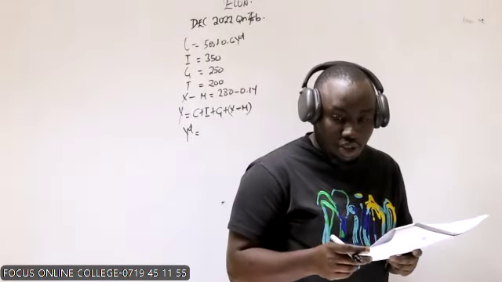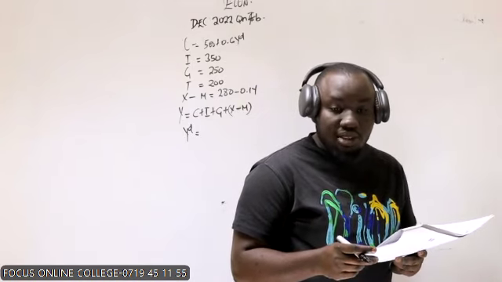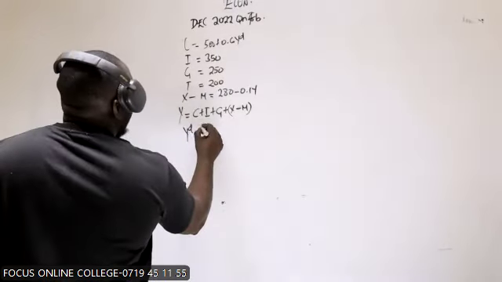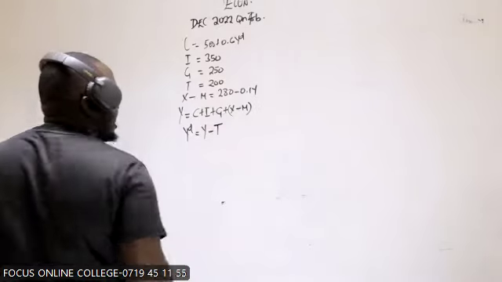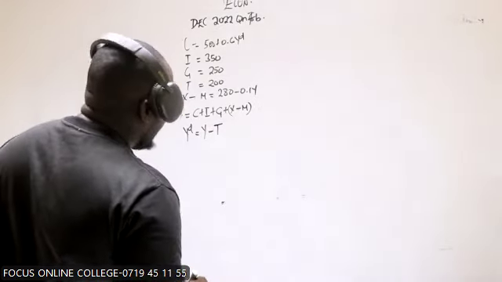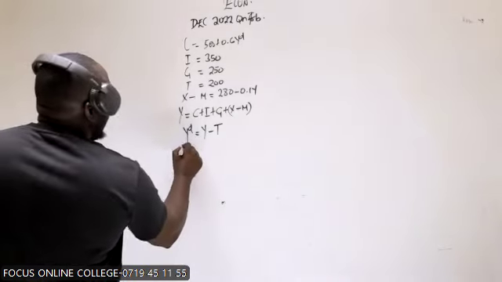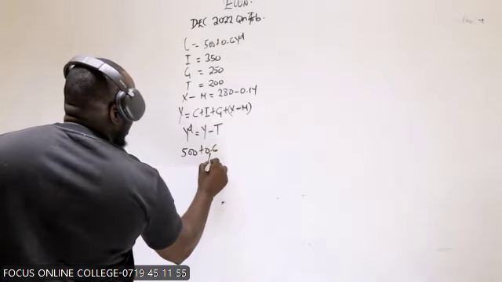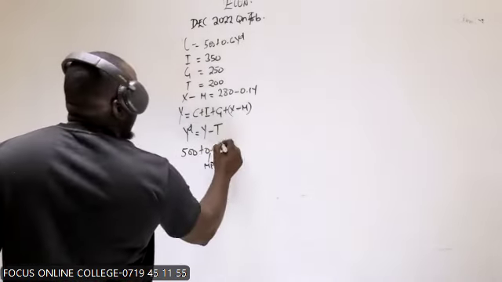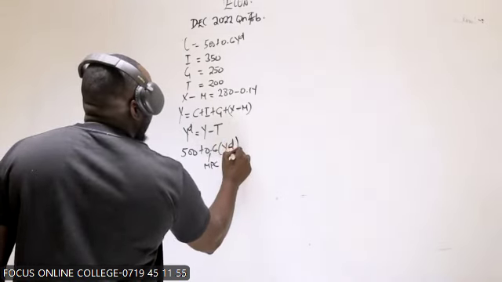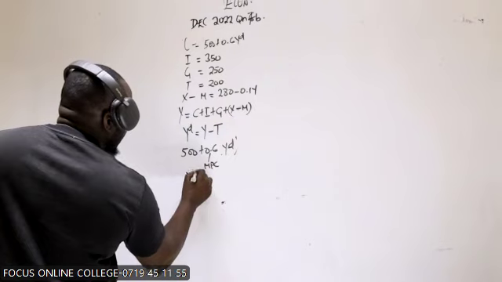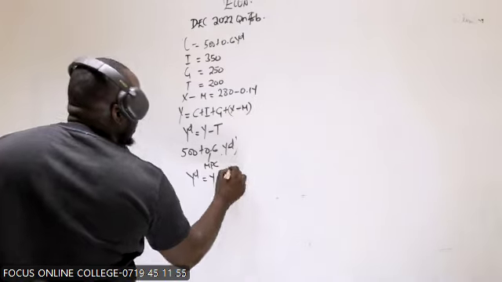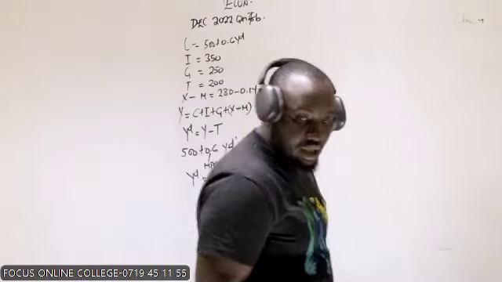YD is the disposable income. How do I get the disposable income? The disposable income is equal to Y minus tax, the national income minus the taxes. So I will have 500 plus 0.6, which is the MPC, times YD. How do you get YD? YD is Y minus 200, since the tax is 200.